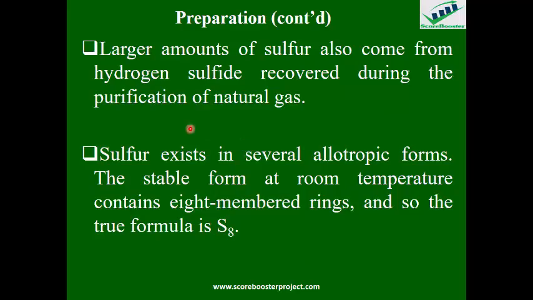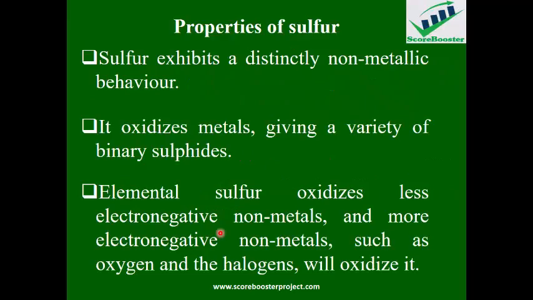Another one is that there are many forms in which sulfur exists. That is what is called allotropy. But at room temperature, the stable form, as I've discussed, contains the 8-membered ring. Also, it makes sulfur a very strong non-metal.